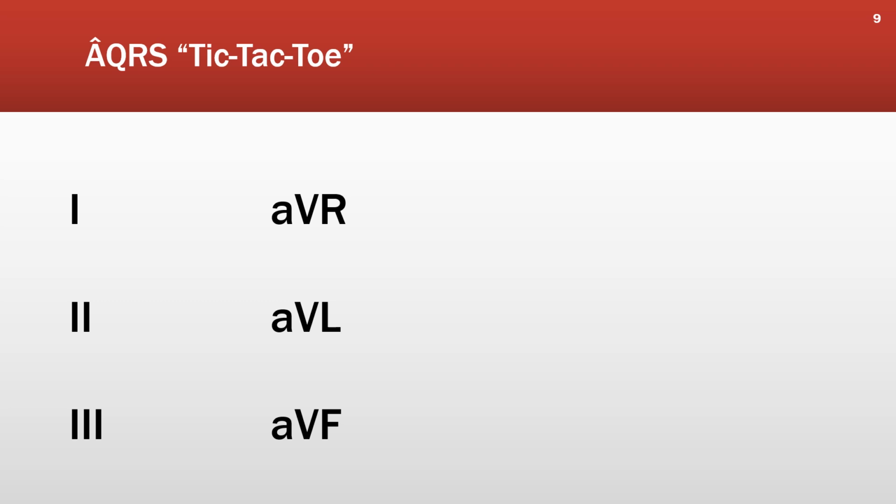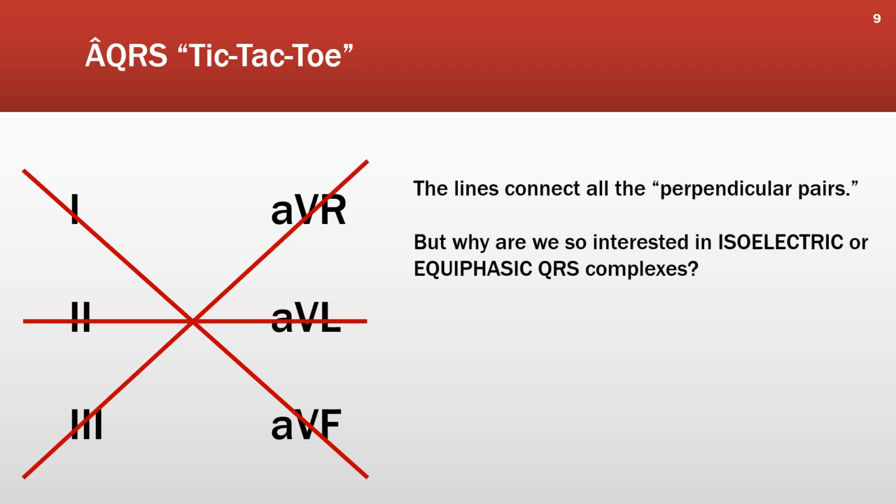Okay, well, let's play a little game of tic-tac-toe and see what happens. We're going to create our first line and see what happens here. The lines connect all the perpendicular pairs. Here, let me illustrate that for you. Lead 3 is perpendicular to lead AVR. Lead 1 is perpendicular to lead AVF, and lead 2 is perpendicular to lead AVL.